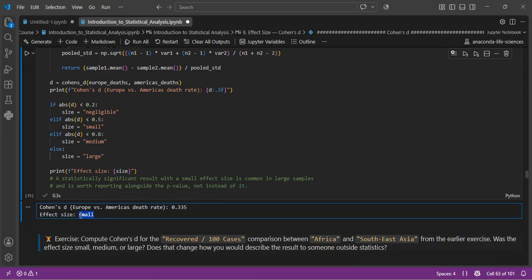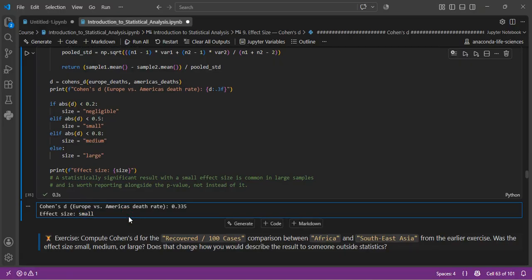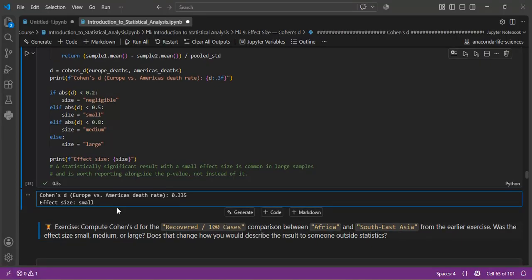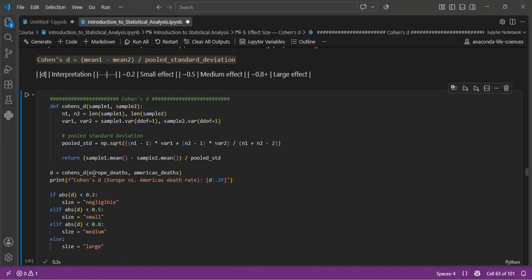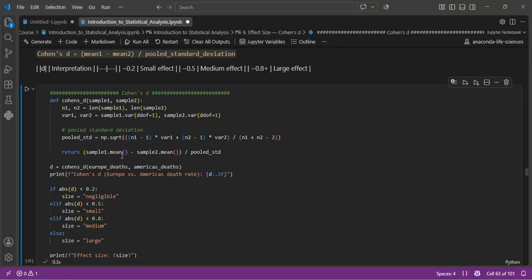So you see that now we've topped it up, making it more meaningful. At first we were saying that it is statistically significant, but now we can see that the significance is actually small. Statistically significant results with a small effect size are common in large samples and are well reported alongside the p-value. So that is the conclusion that we can come up with after running the Cohen's function on the columns that we've calculated.